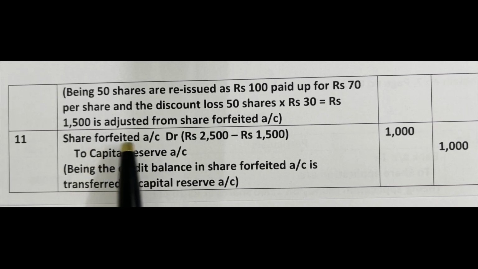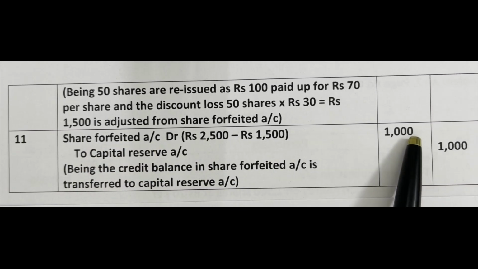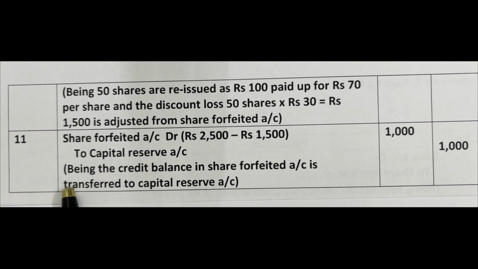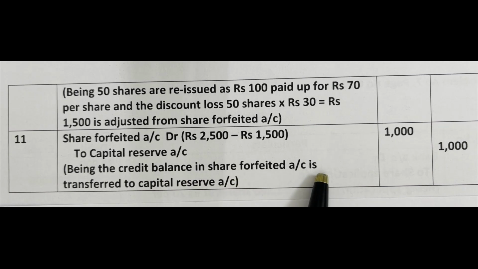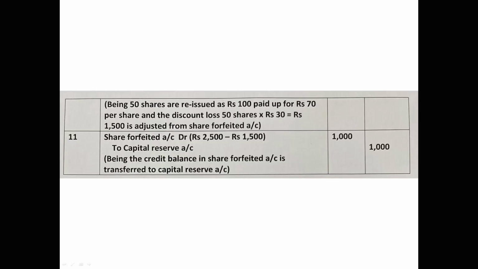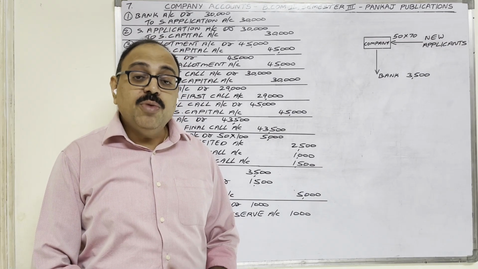Finally, the credit balance in share forfeited account, 2,500 minus 1,500, 1,000, we are transferring to capital reserve now. Mention that as a narration: Being the credit balance in share forfeited account is transferred to capital reserve account. Take a screenshot of journal. Next page. Journal entries are completed. Now come to balance sheet.